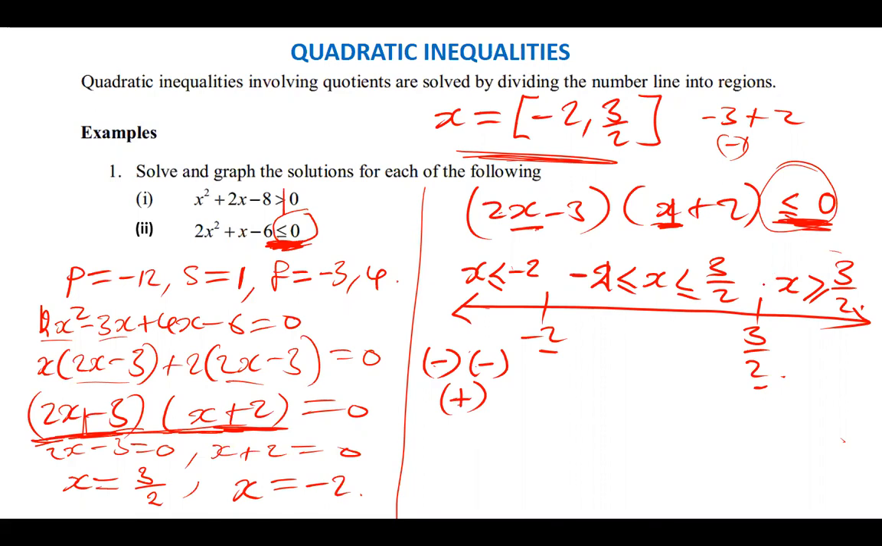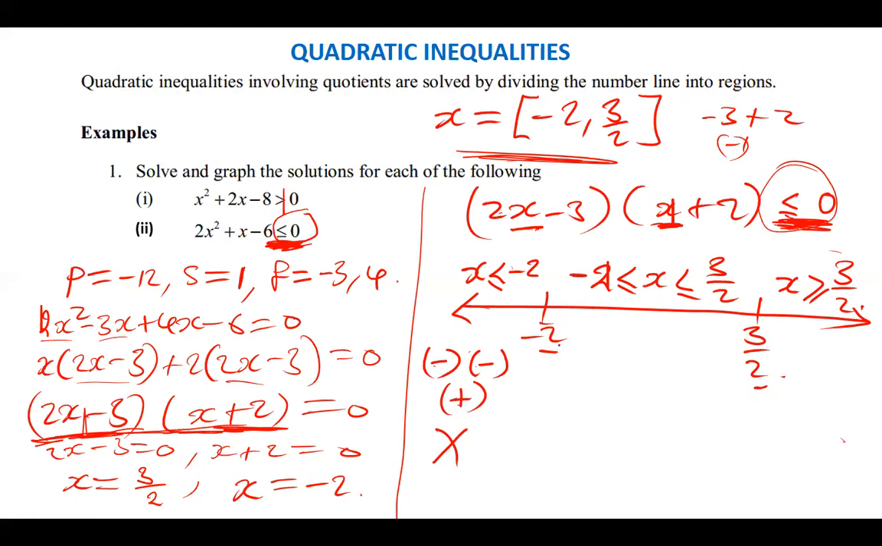If the answer is yes, then the region is accepted. But in this case, we know that all positive numbers are greater than 0. And then we have a less than symbol here. So meaning this region is not accepted because positive is greater than 0. So this region is not accepted. So we move on to the region between -2 and 3/2.